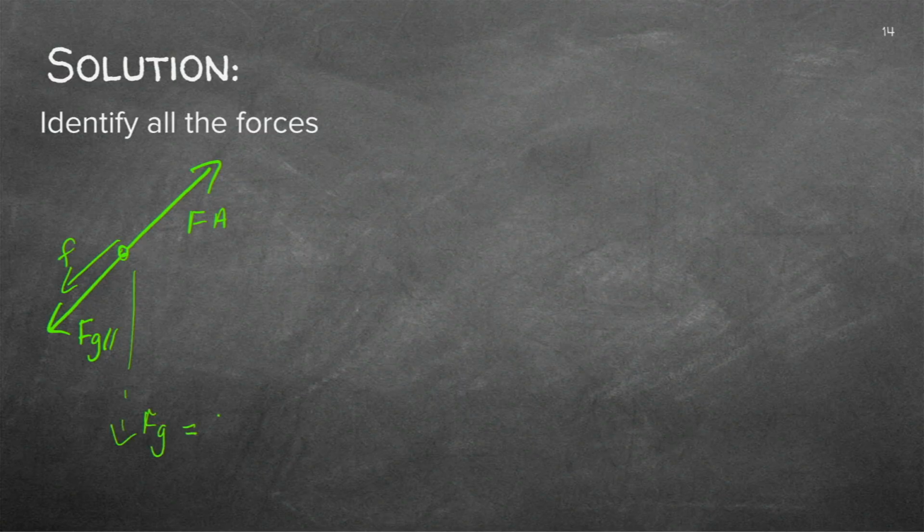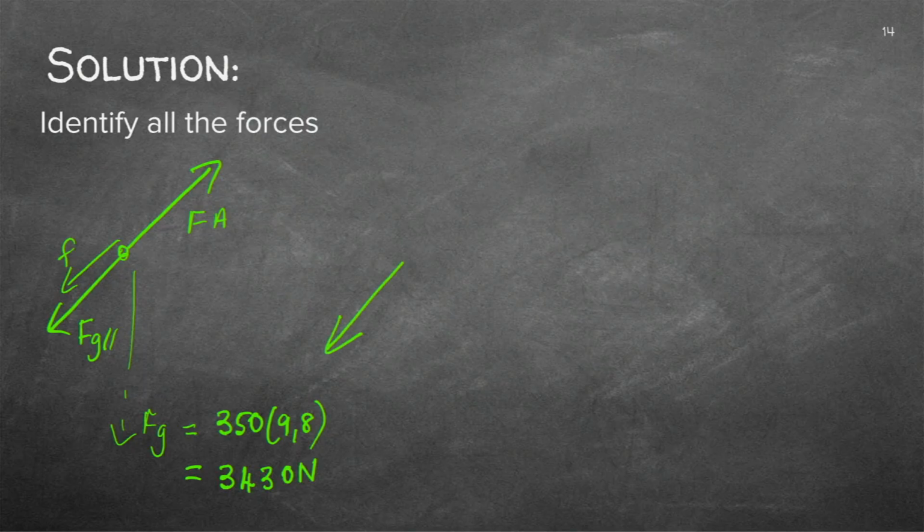I'm going to say it's a 350 kilogram mass. With 9.8, that gives me a gravitational force of 3430 newtons. I want the parallel component that's going downwards. So the parallel component is 3430 times the sine of 25 degrees, which gives me a value of 1449.58 newtons.